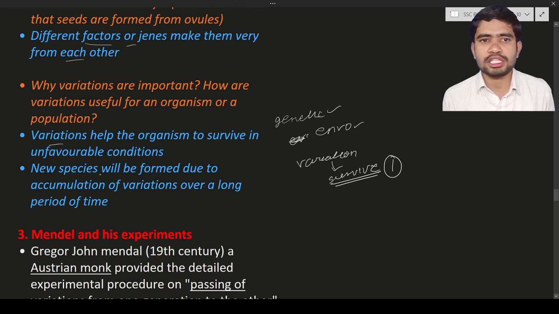And the next advantage is that new species will be formed due to the accumulation of variations. One variation, two, three, four, and so on. A number of variations are occurring or accumulating in the particular organism. If many variations accumulate in the particular organism, this leads to the formation of a new species. So new species are formed due to the accumulation of variations.